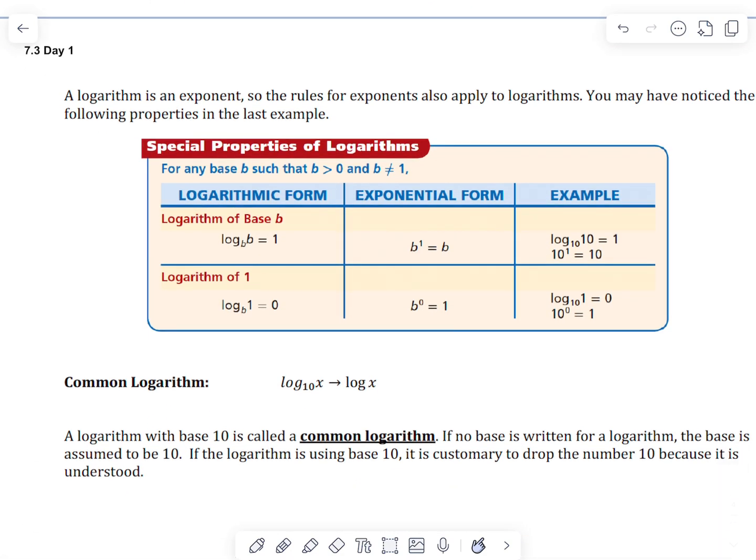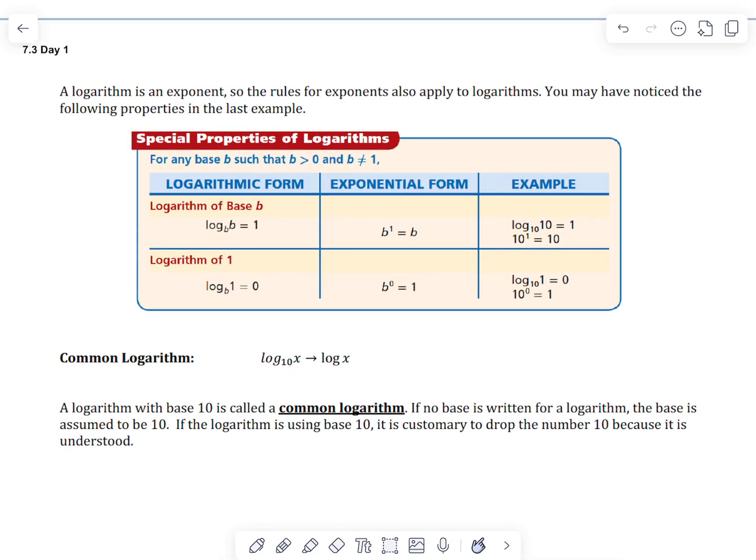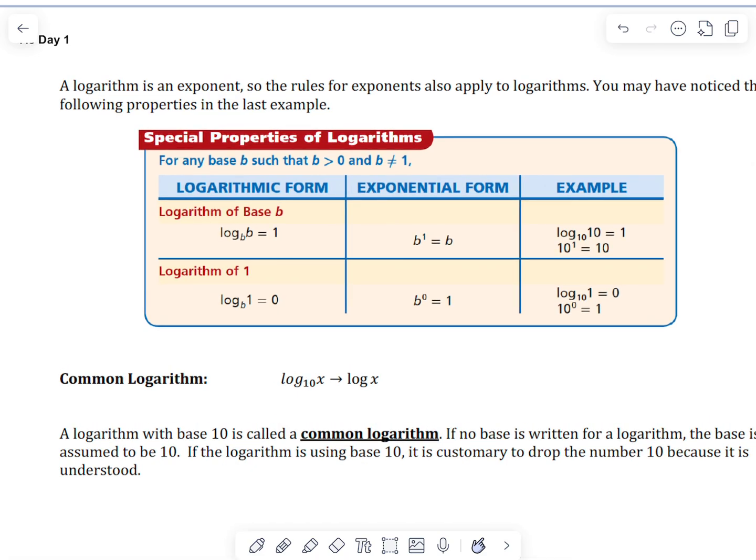A logarithm is an exponent, so the rules for exponents also apply to logarithms. You may have noticed the following properties in the last example. So here are two special properties. The logarithm of base b: as a logarithm, it's log base b of b equals 1. As an exponent, b to the first power equals b. Then there's an example of both of those to the right. So if we had a base of 10 raised to the first power, it does in fact equal 10.